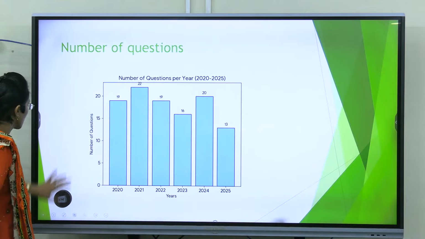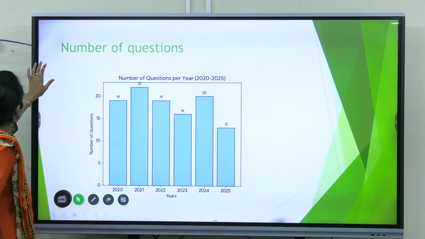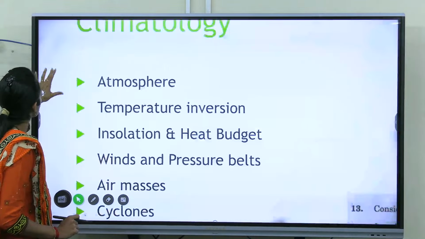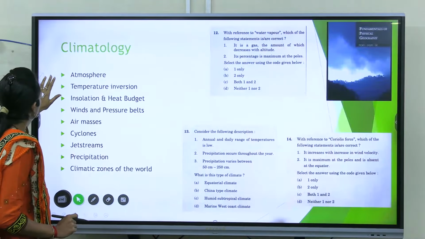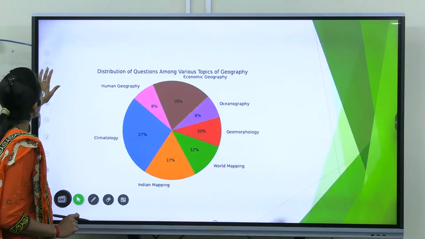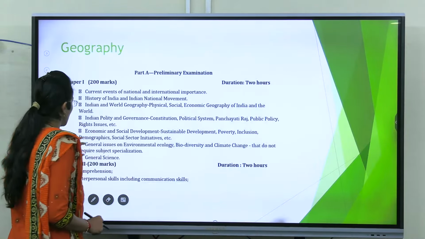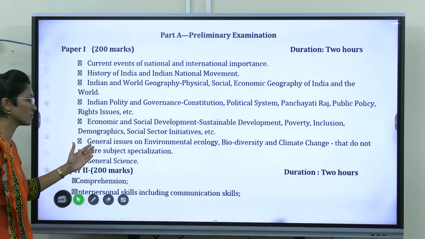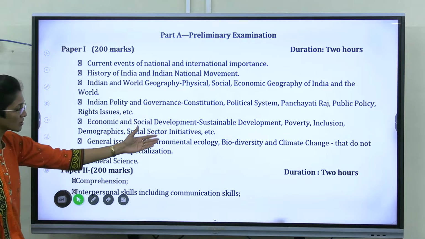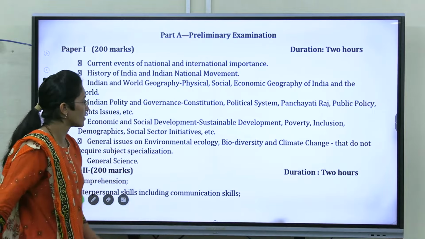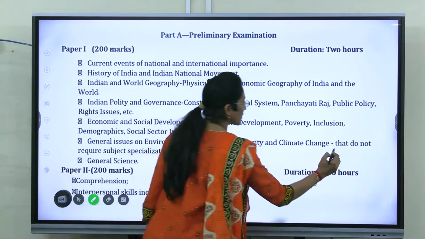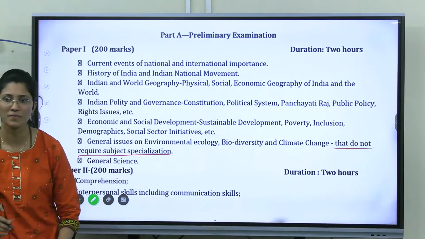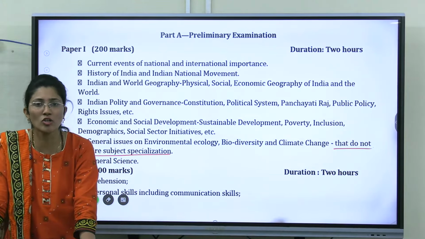Coming to environment, what is the syllabus given in the notification? Look at the syllabus given by UPSC under environment section. General issues on environmental ecology, biodiversity and climate change. Specifically mentioned that do not require subject specialization. What does that mean? That means you don't need any technical knowledge.